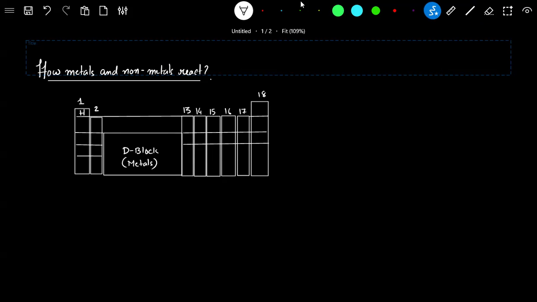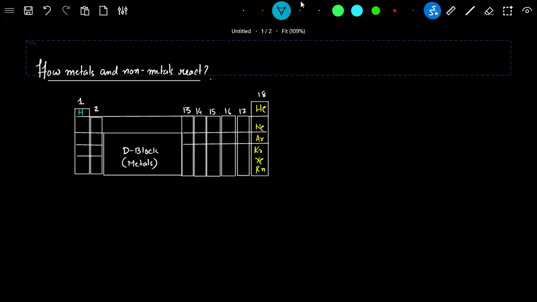Here we have hydrogen. Some periodic tables do mention hydrogen here, some do not, because the position of hydrogen is not clear. Hydrogen, and I'm writing these with helium, neon, argon. This is all we need. Krypton, xenon, and then radon is also there.